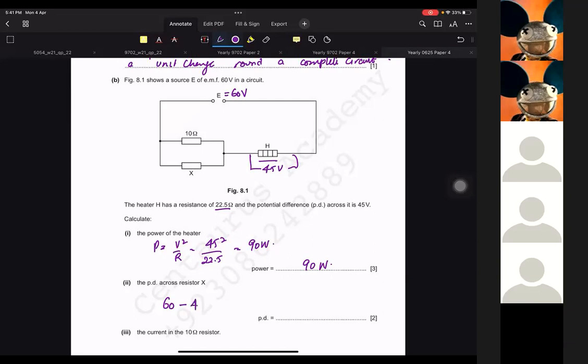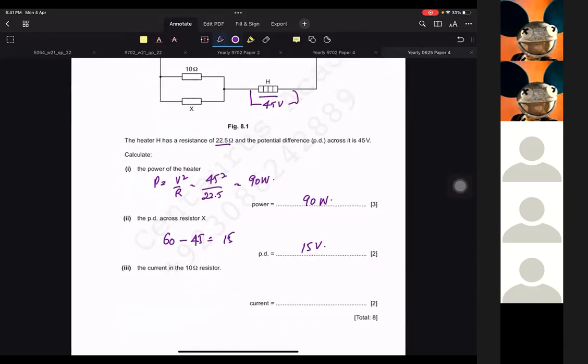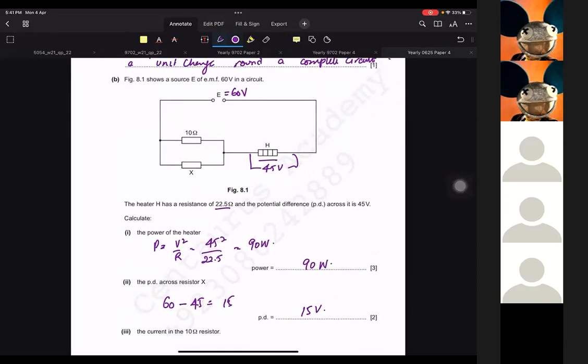Okay. So then 60 is the total, so you subtract 45 from it. The rest would be at X, which is, I think, going to be 15, right? So 15 volts would be the answer. That's pretty simple. And then it says the current. It's 18? Sorry? It's 45. 42, right? 45. Oh, sorry, I wrote 42. Never mind.